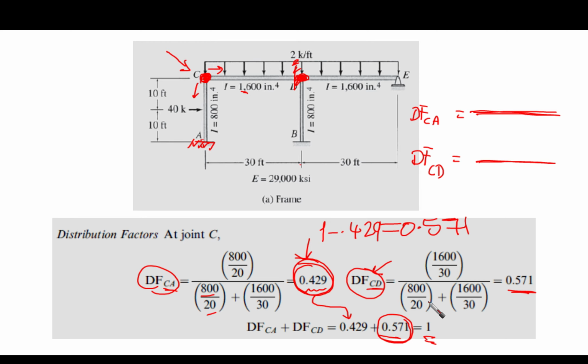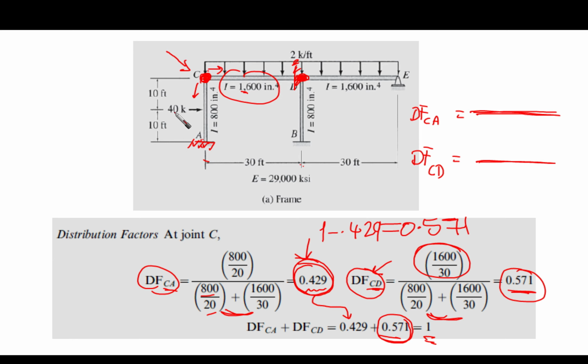Or we can calculate it if you want. You can check it. The denominator is going to be exactly the same as here. However, the numerator is going to be 1600 over 30, which is for member CD, 1600 over the length. Okay, now we know well what the distribution factors are at point C.